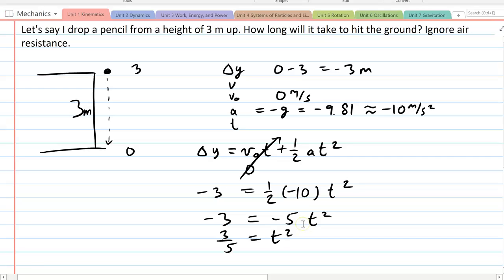3/5. The square root of 3/5 is about 0.775 seconds. So that's how long it will take.